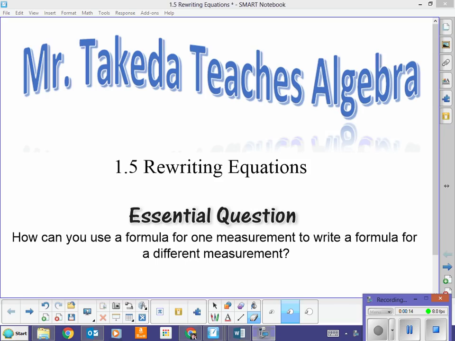This is lesson 1.5, in which we ask the essential question, how can you use a formula for one measurement to write a formula for a different measurement? We're going to rewrite these equations, rewrite these formulas, and let's get started.